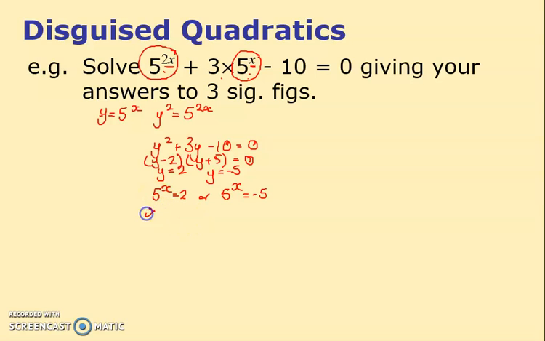It becomes a logarithm. So x is base 5, so it's log to the base 5 of 2. And this says x is log to the base 5 of minus 5. And notice what I've said before. You can't find a logarithm of negative numbers. So when I try to do this, it's no real solutions. Okay.